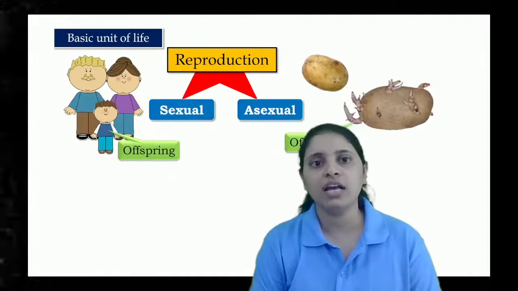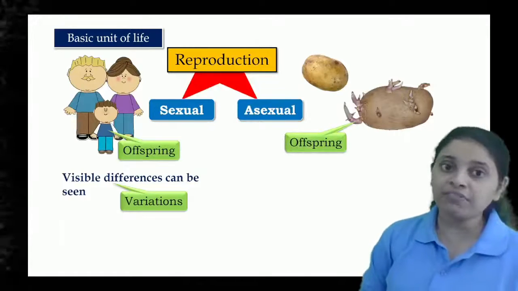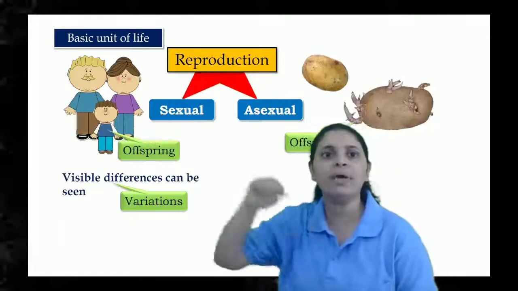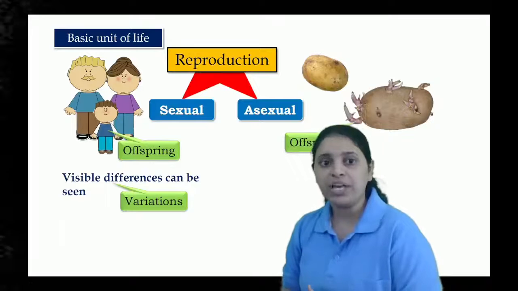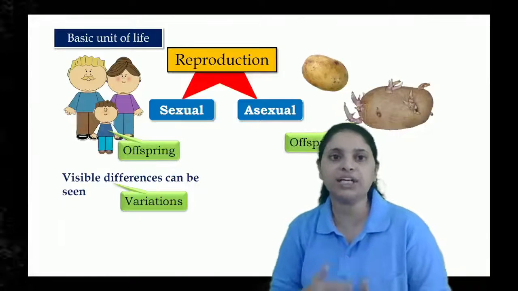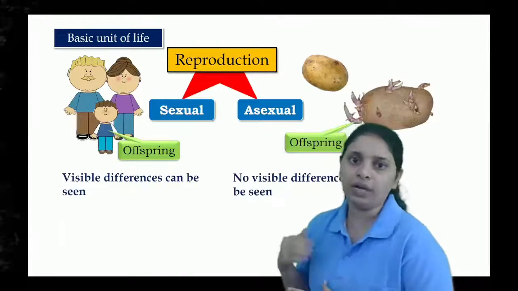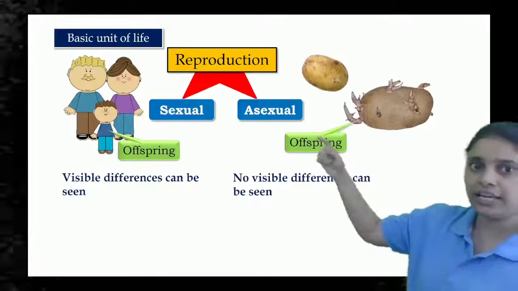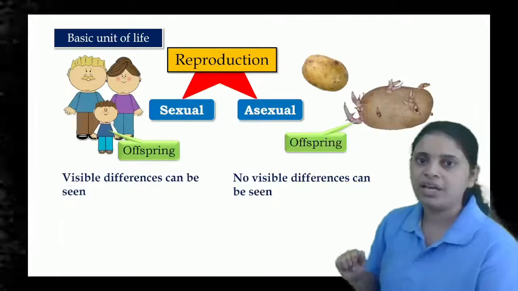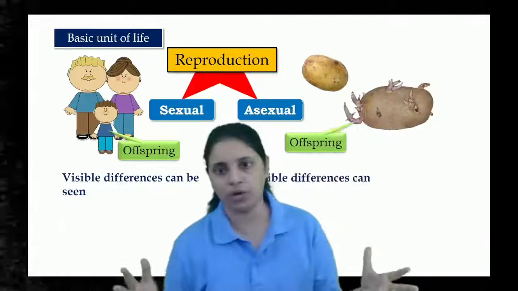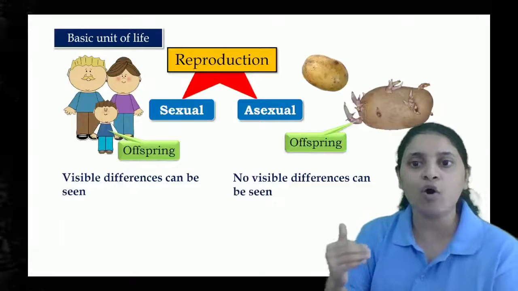Right? Now when we compare both the methods of reproduction, as we have discussed, सेक्सुअल रिप्रोडक्शन में दो पेरेंट्स इन्वॉल्व हैं, लेकिन एसेक्सुअल में एक ही पेरेंट इन्वॉल्व होता है. That is why the variations, the visible differences which are seen in the offspring, will be definitely more as compared to asexual. And in asexual reproduction, no visible differences can be seen. ऐसा नहीं है कि वेरिएशन क्रिएट ही नहीं होगा. Okay, variations can be created because there can be errors in the DNA copying process.